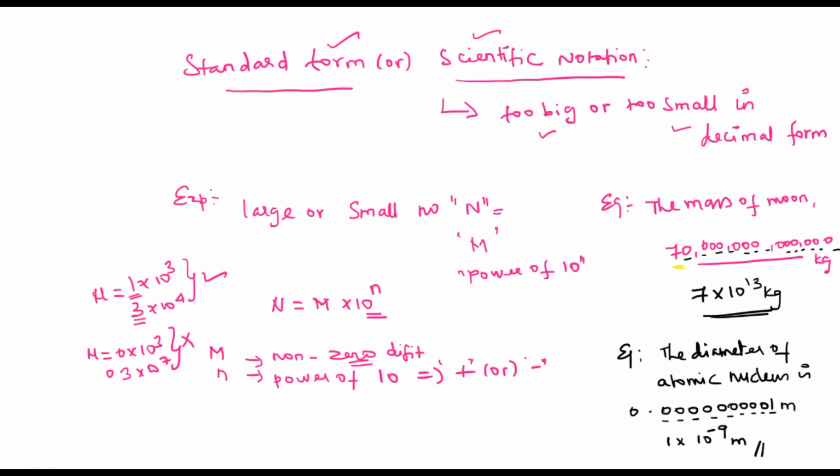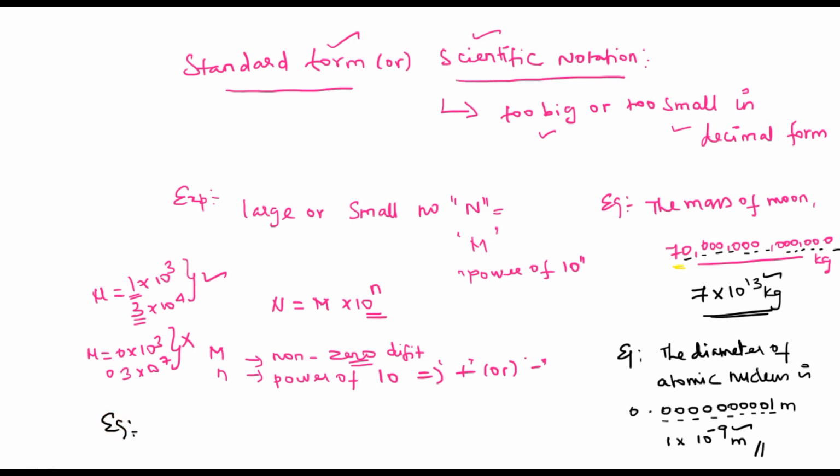This is a positive power of 10, and this is a negative power of 10. So in this way we have to define the scientific notation or standard form. In many competitive exams the question may be asked only in this type. So I give one example.